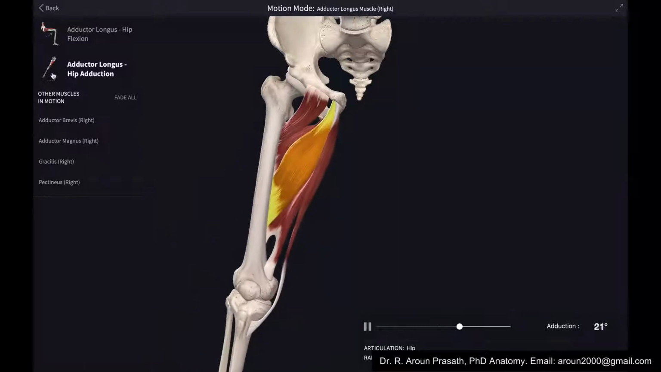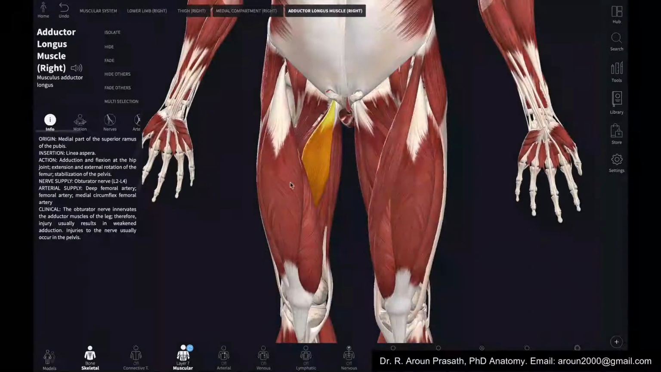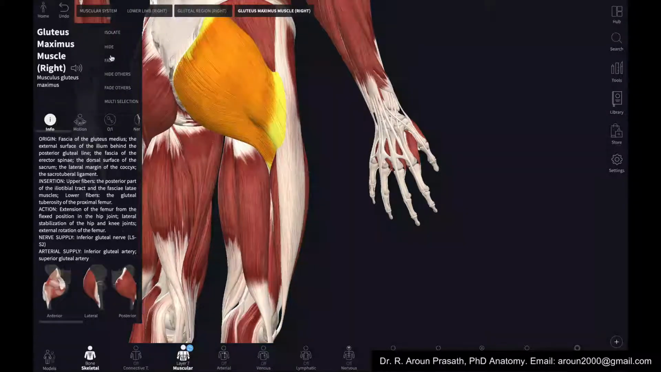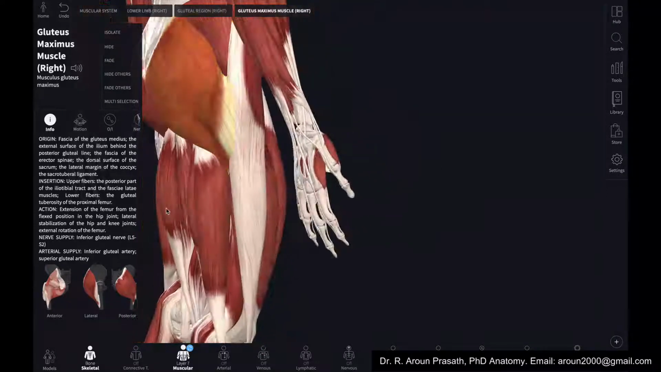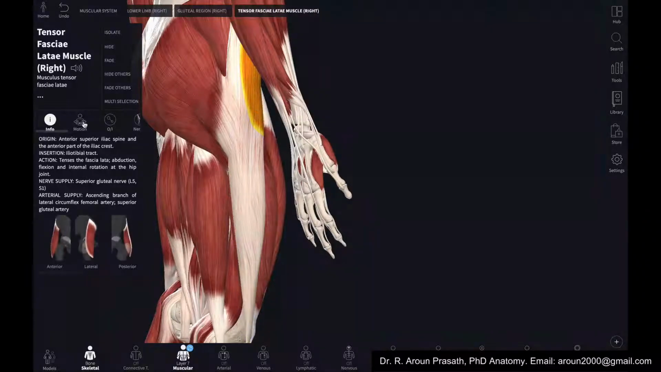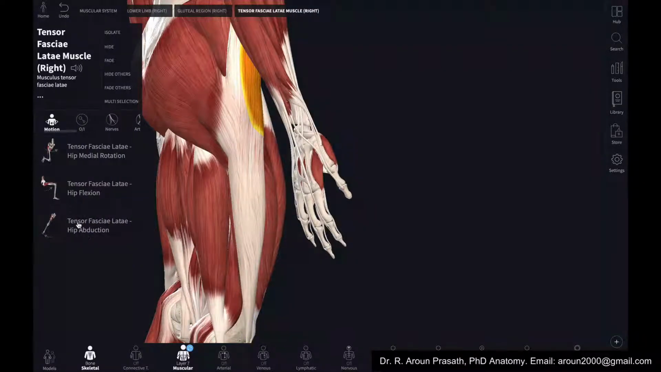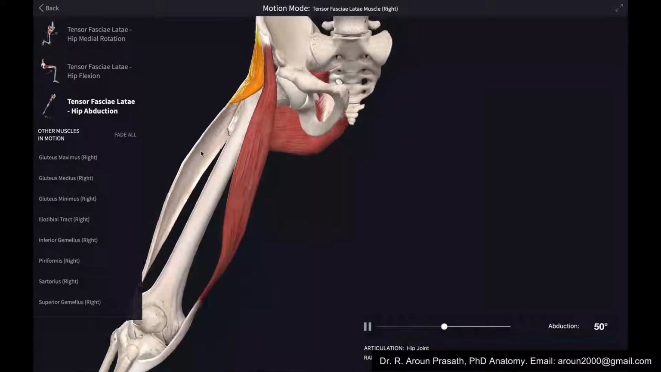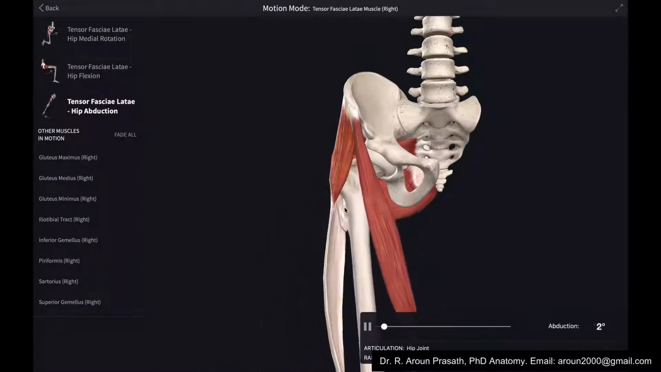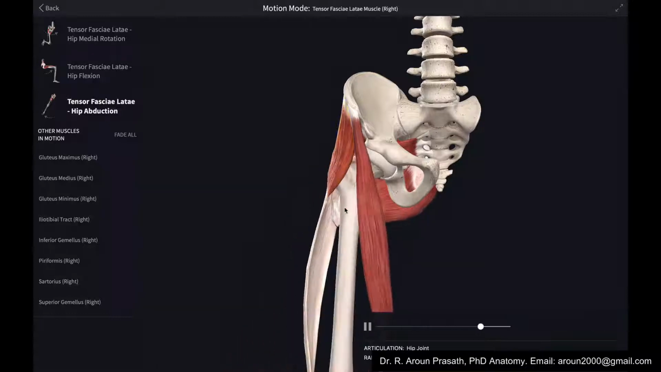Okay, so the abduction is done by the muscles that are present in the lateral aspect. For example, the gluteus maximus, gluteus medius and gluteus minimus, and also the tensor fascia lata. This is the tensor fascia lata. Okay, so if you see the movement, this is abduction, which is around 45 degrees in the hip joint.